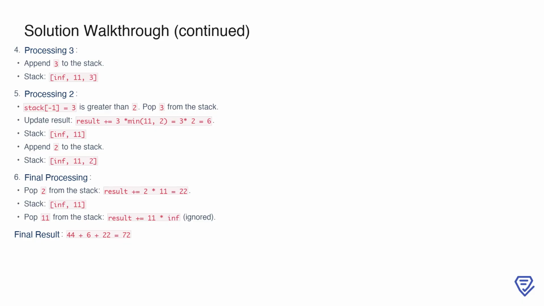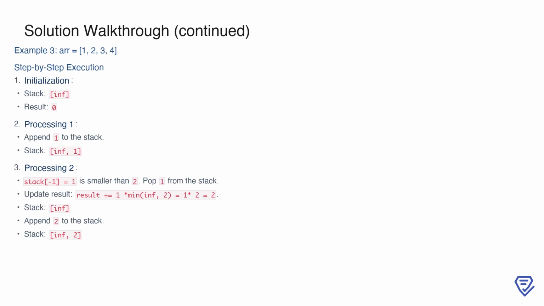We add this to the result, updating it to 50, and the stack becomes INF 11. We then append 2, resulting in INF 11, 2. In the final processing step, we pop 2 and calculate 2 * 11, adding 22 to the result. The stack reduces to INF 11. Finally, we pop 11, but as it's multiplied by infinity, this step is ignored. The total result is 44 plus 6 plus 22 equals 72.